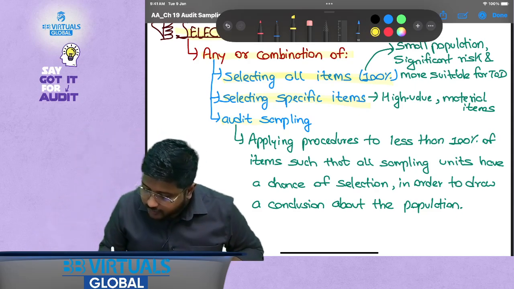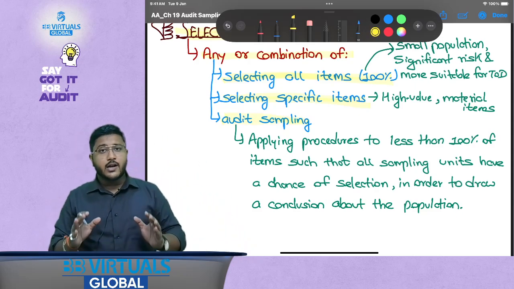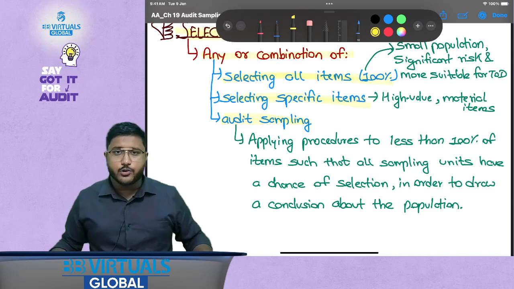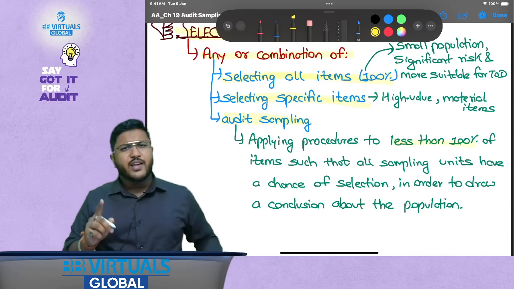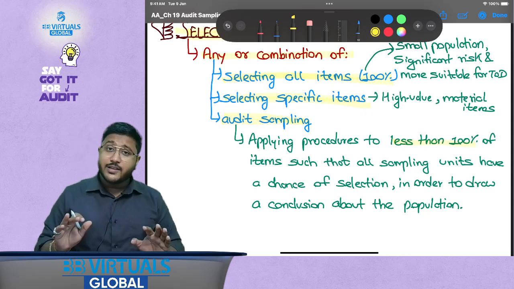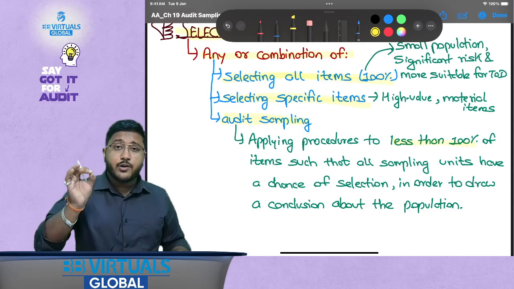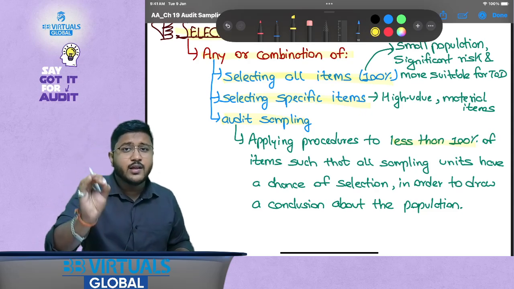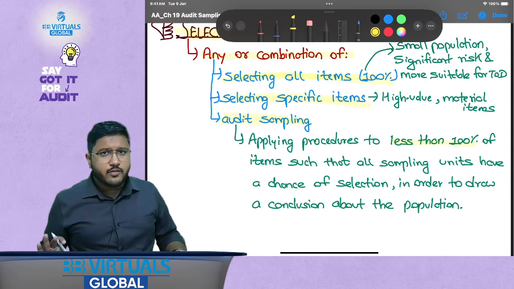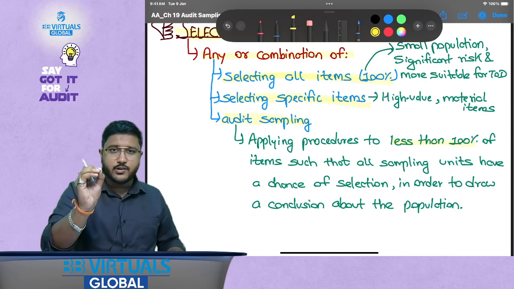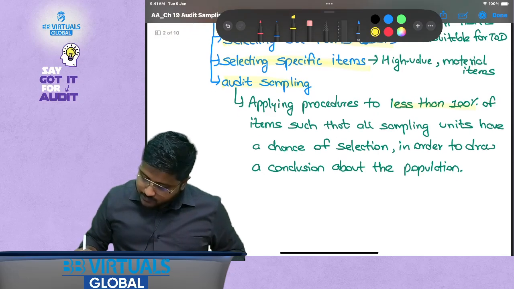And the third thing is audit sampling, on which this full standard and this full chapter depends. What is audit sampling? Testing less than 100%. Even 99.90% is covered. Even if you have taken 99.90% samples, it would still be called audit sampling, because you have left out 0.10%. So anything less than 100% is called sampling. I hope this is clear.